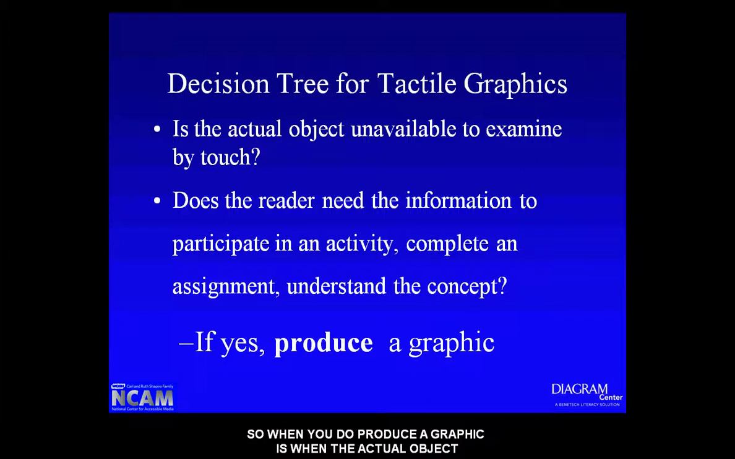When you do produce a graphic is when the actual object is unavailable to examine or touch, and that could be anything from an atom or a cell nucleus to something that's really, really huge, like the atmosphere. Does the reader need the information to participate in an activity, complete an assignment, or understand the concept? I think that's probably the most important question of all of these questions. If you need to know what's in this image in order to do whatever it is you need to do with that textbook, then yes, it needs to be produced in some way.